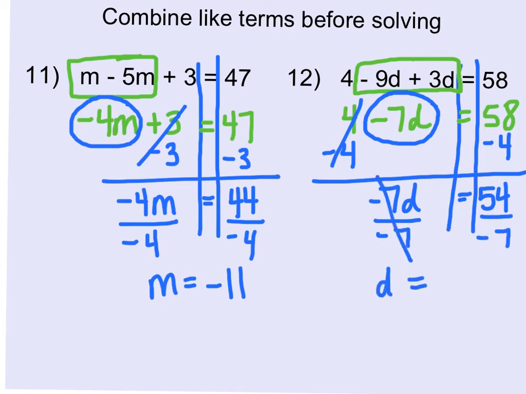So d is equal to, this one doesn't divide evenly, but that's okay. We're just going to write it as a mixed number. So we know our answer is negative. How many times does 7 go into 54? 7 times. And what's the remainder? 7 times 7, that's 49. To get to 54, we need 5 more. So our answer is negative 7 and 5/7. Nice job today on solving equations.